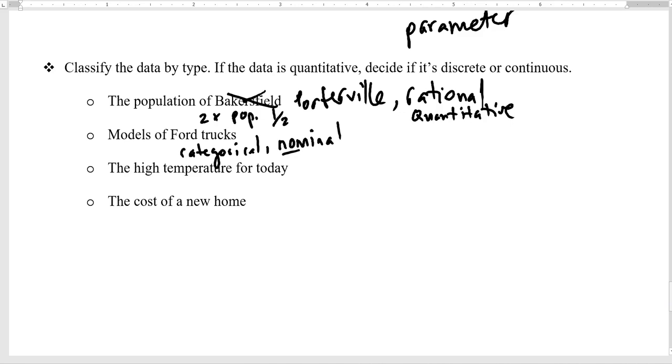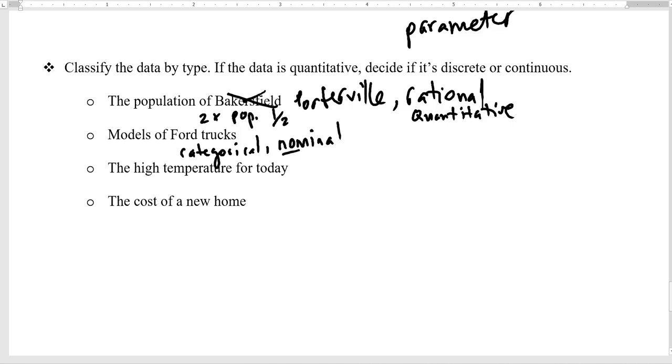The high temperature for the day. Well, I assume it's 100 and hell today. So what's the temperature? Well, I definitely know that's a number. That doesn't make it quantitative. But I'm going to start at rational and go, is that high temperature? If it's 102, would 204 be twice the temperature? No, it wouldn't. So that means it's not rational this time.